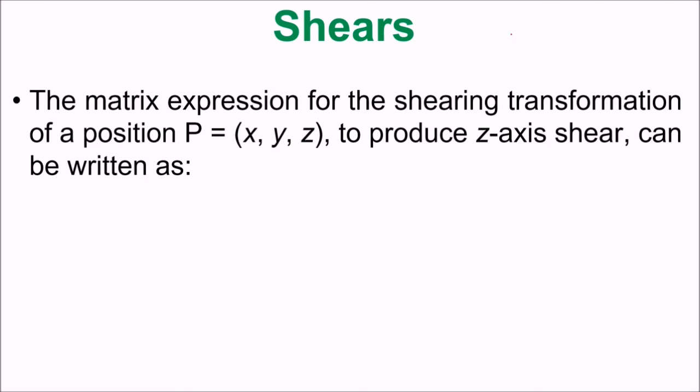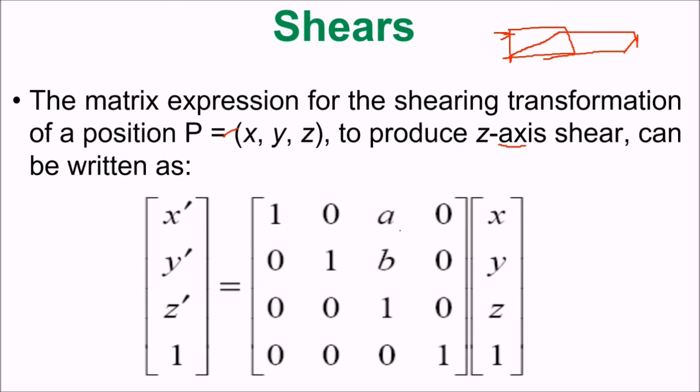Now shears. Shear is something like this, like pressing. So you pressed it and this shape became this shape. So the matrix expression for the shearing transformation of any point P to produce a z-axis shear can be written as, now these are the shear values. All diagonal will be 1. This will be A and B, right? About the z-axis. So you wrote A, B not on the row which corresponds to z, but on A, B here.